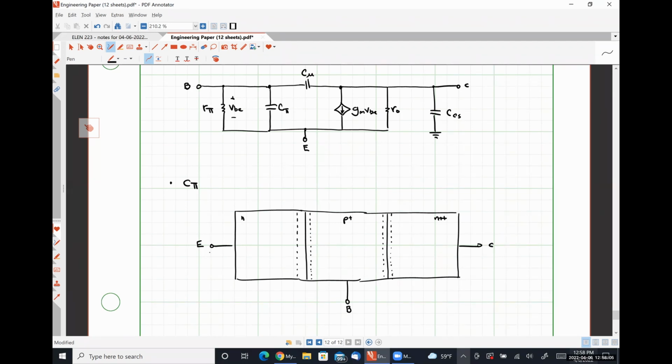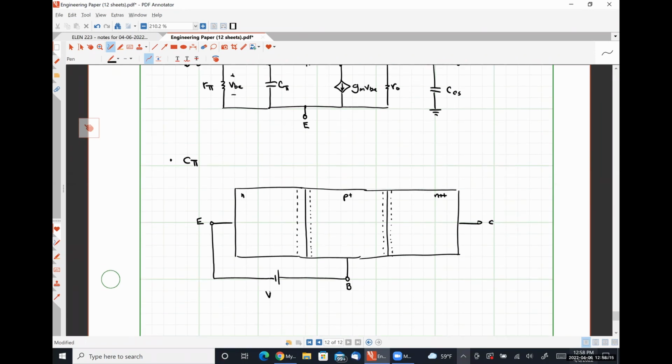So we'll have a voltage VBE that's greater than 0. And we'll have a voltage VCB that's also greater than 0, like so.